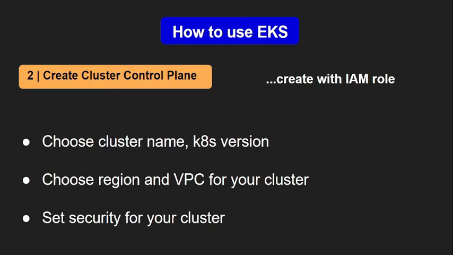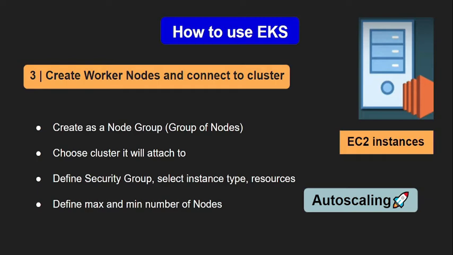The next step, once you have the control plane, once AWS creates all these master nodes, you have to create worker nodes and connect them to the cluster on AWS. These worker nodes will be EC2 instances with certain CPU, RAM, and storage resources. So how do we create worker nodes and add them to the cluster? We create them as a node group, or group of nodes, and not as separate EC2 instances. When you create a node group, you choose the cluster it will attach to or join. You also define a security group for that, and you select the EC2 instance type.